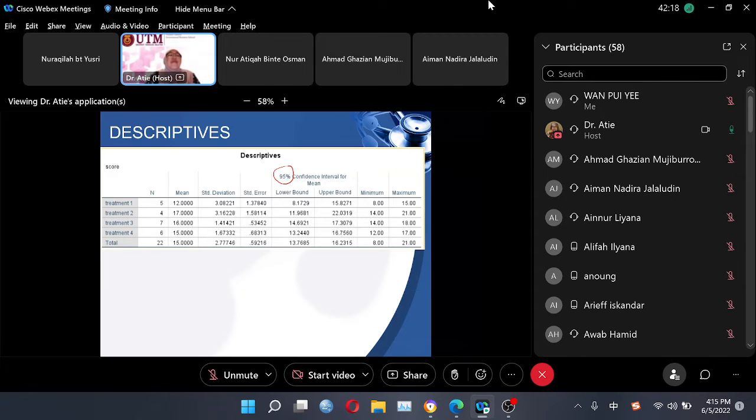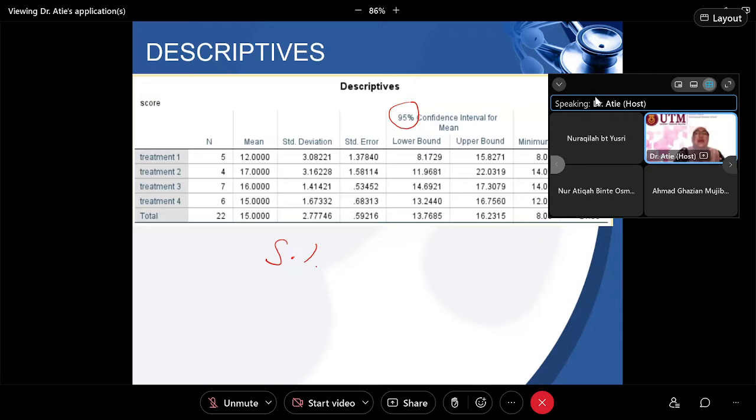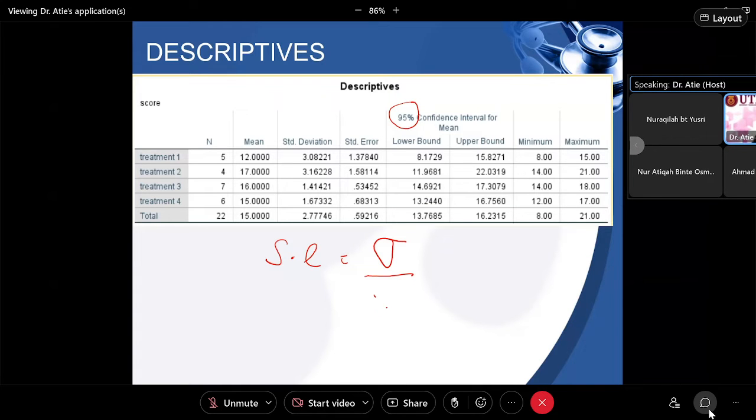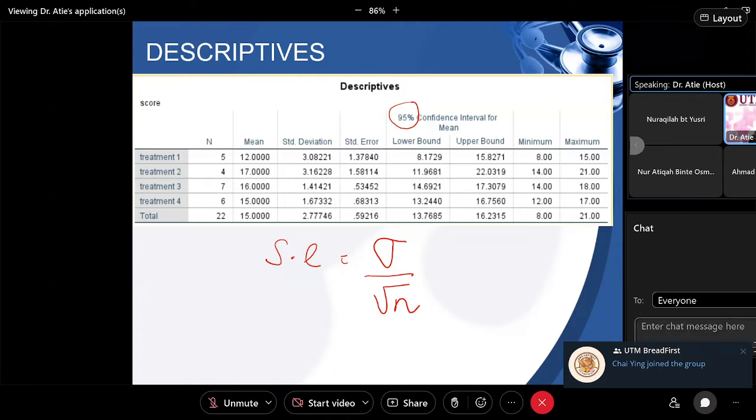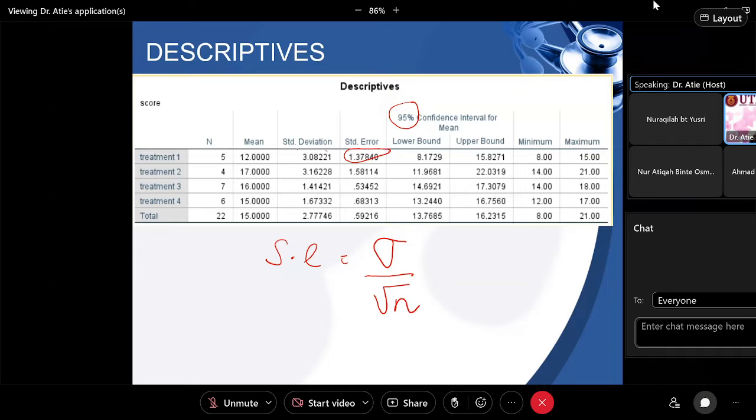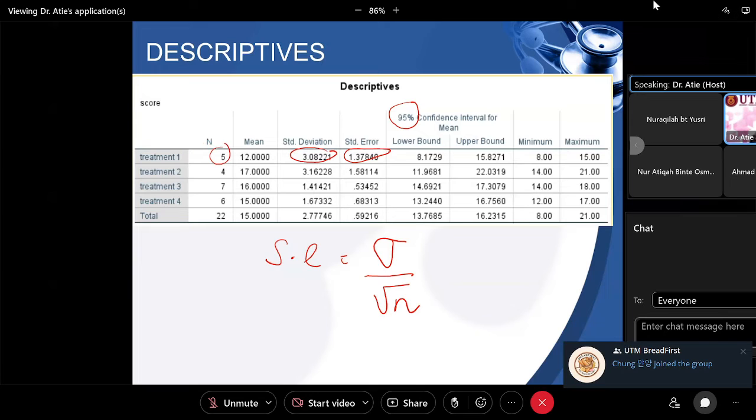Right, so we have 4 treatments in our question. For each treatment, this is the mean and the number n. Then we have the standard deviation and standard error. So what does standard error mean? Remember, standard error is the standard deviation divided by the square root of n. So you get this number when you divide this one by the square root of 5, for example, and you will get your standard error.